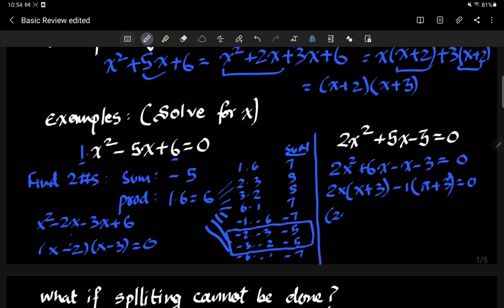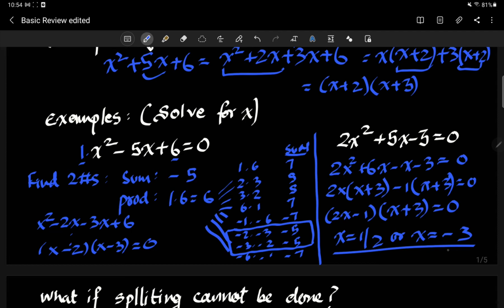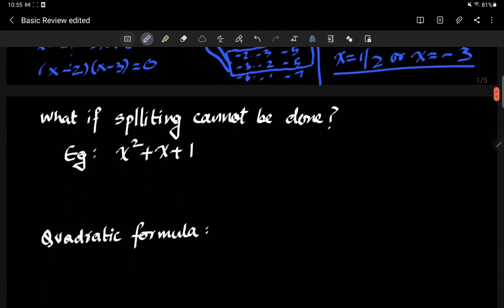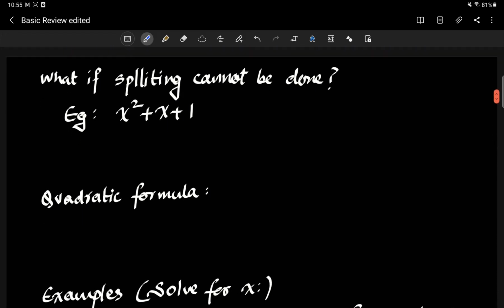which then becomes 2x minus 1, x plus 3 equals 0, which we know in our system, when the product of two things is 0, one of them has to be 0. So this gives me x is 1/2 or x is negative 3. So these are called the solutions. Now a natural question to ask is, well, can this splitting always be done? And in some sense it can always be done, but it may not always be simple.